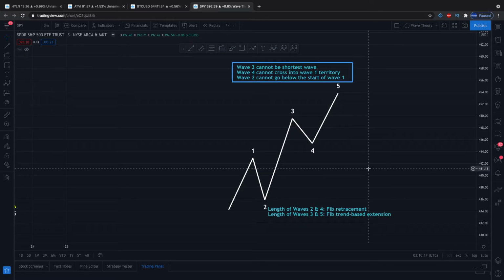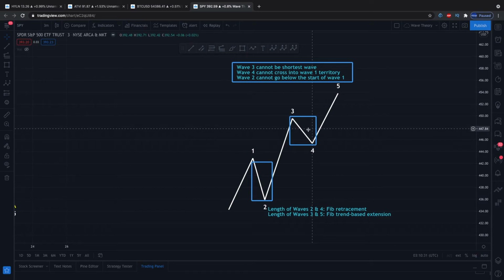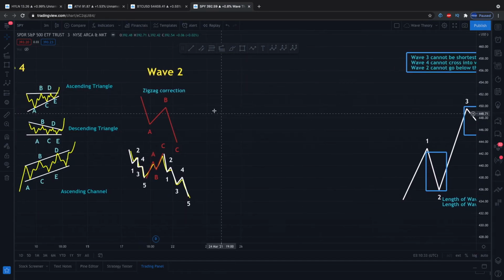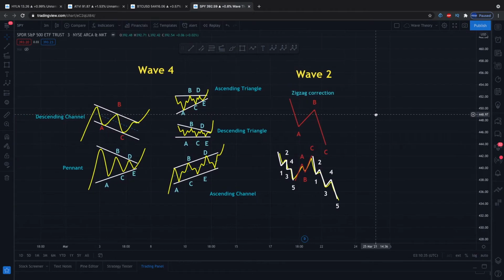And so now a big thing about wave theory is pattern recognition. The best way to recognize where you are within a wave is to see whether you are in a second wave or a fourth wave. So it's really important to know what these price movements look like. So we're going to go over here. I drew out some of the very common patterns that you see in each type of wave.